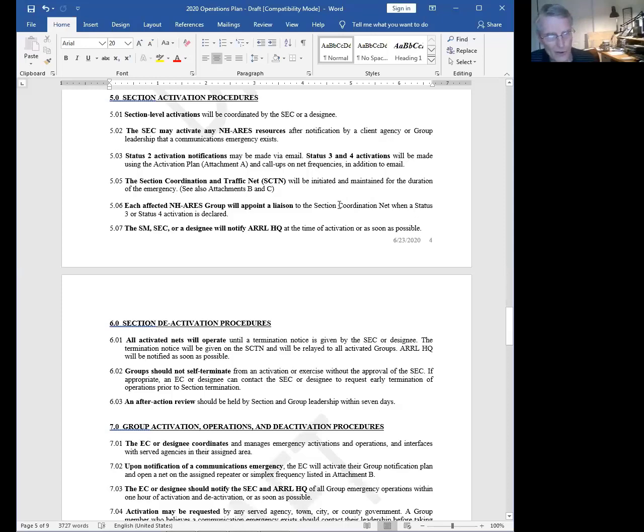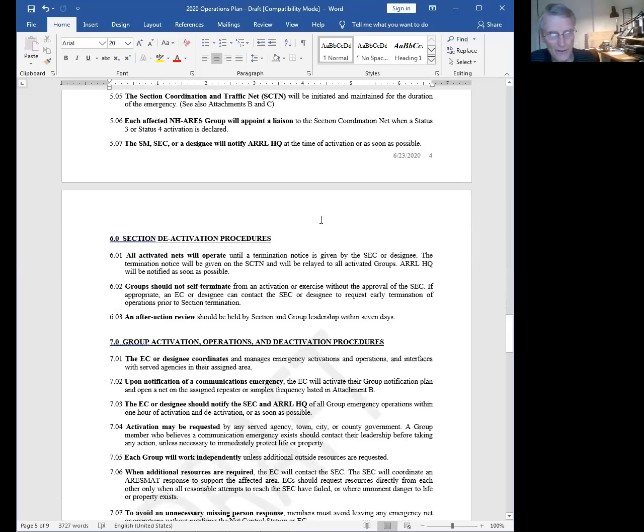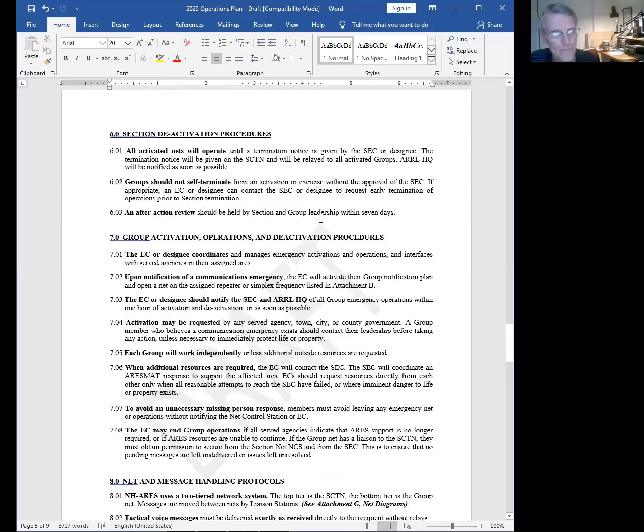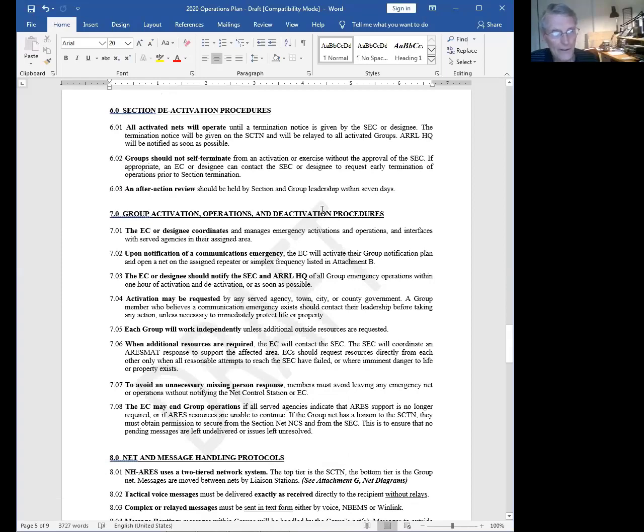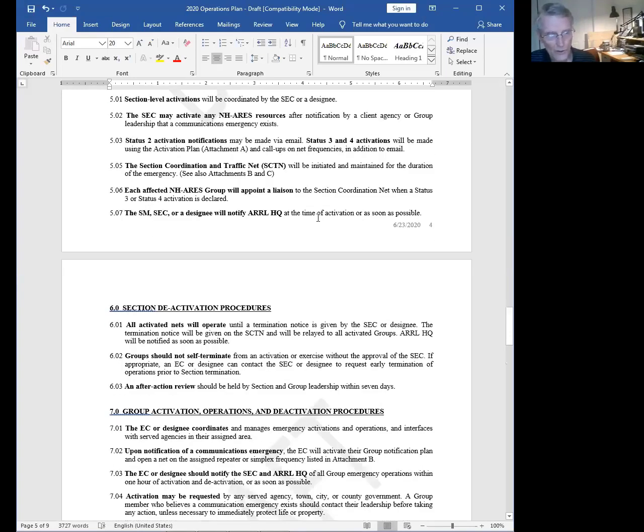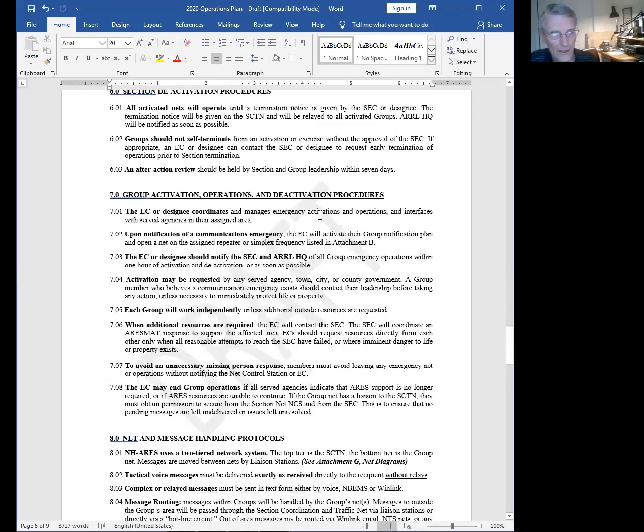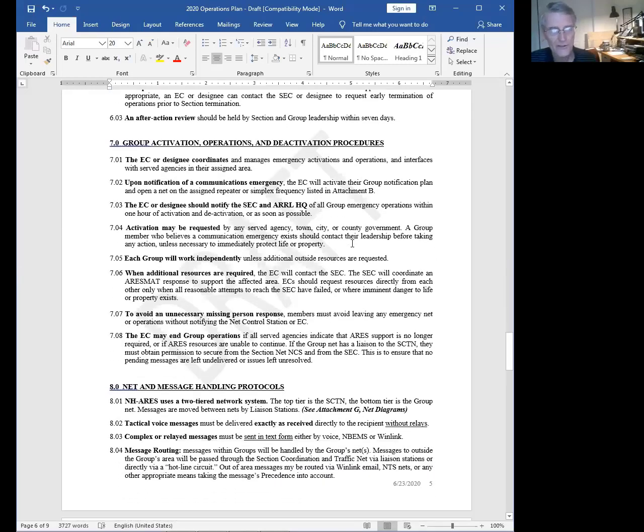I don't think I made too many other changes in this section. And if anyone has any questions, open your mic up and yell at me. I did shorten up the deactivation procedures and the activation procedures for the section. There's a lot less wordy in there. And there's group activation operations and deactivation is greatly reduced. I combined a number of things in there. And this is really a very 40,000 foot view of what should be going on at the local level.